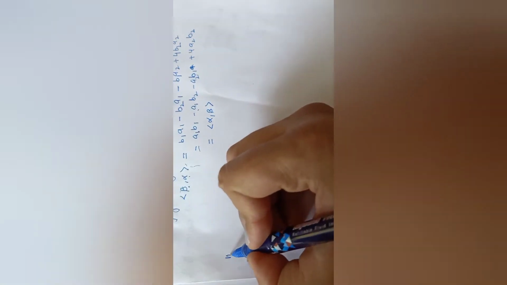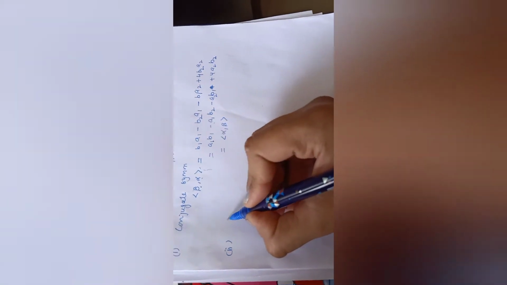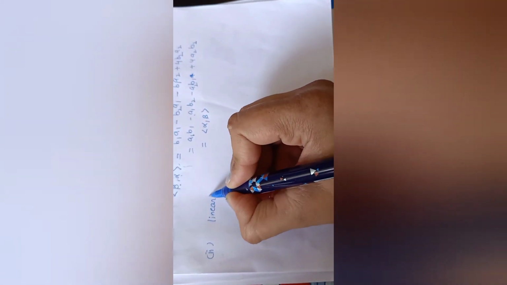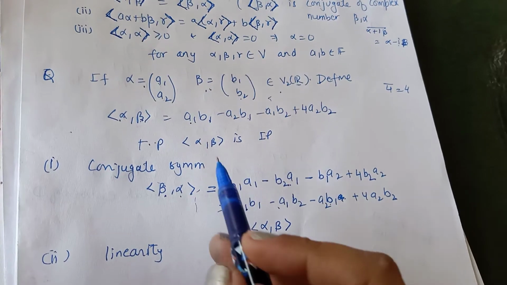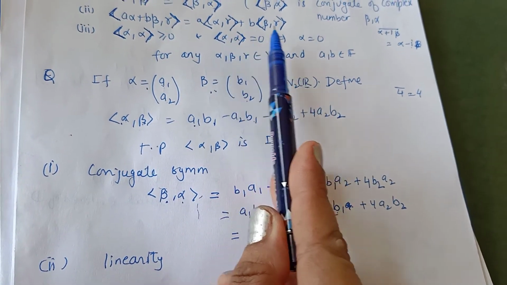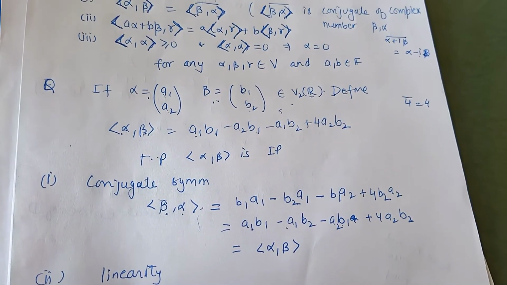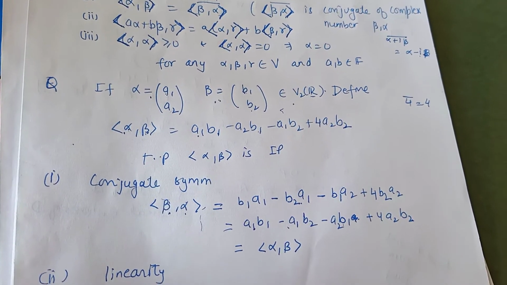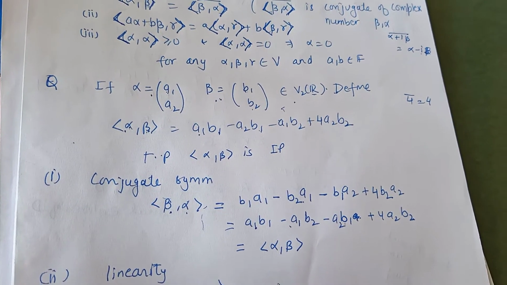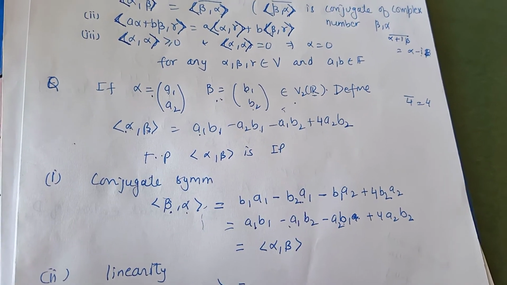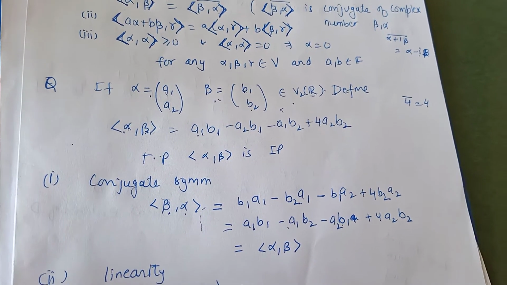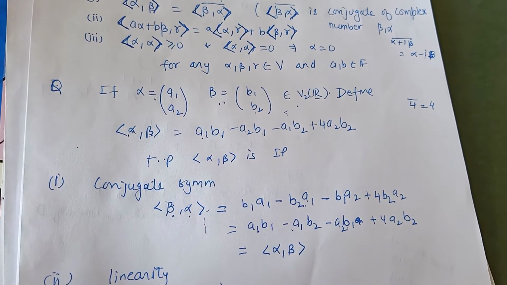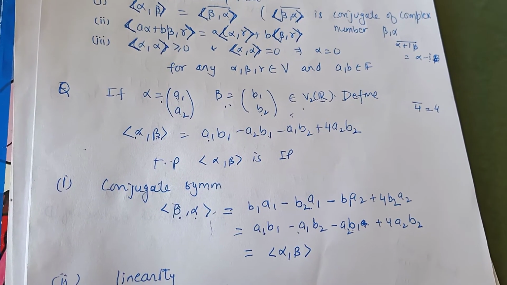Now let us go to the second property, which is the linearity property. We have to prove that this holds in the case of the given inner product. So we start with the inner product of A alpha plus B beta with gamma, and as per the definition, what will it be? First let us combine these A alpha and B beta.